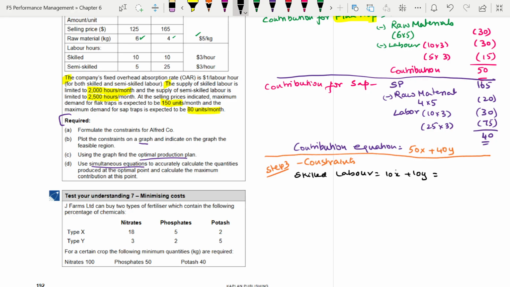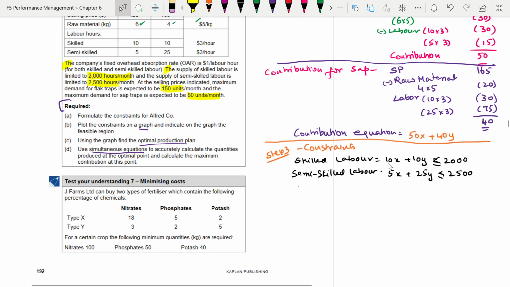10x plus 10y is less than or equal to 2000. Semi-skilled labor is how much? 5x plus 25y is less than or equal to 2500. Okay, less than or equal to that.